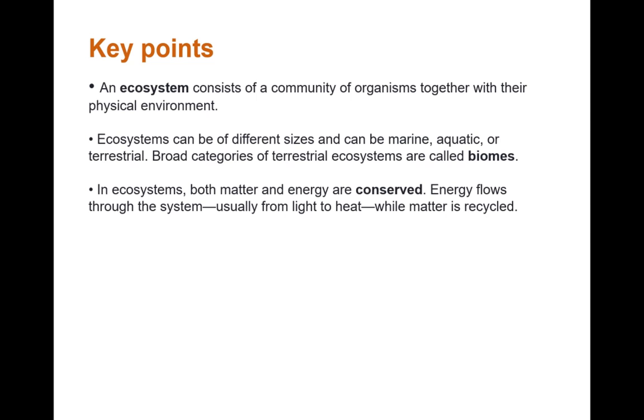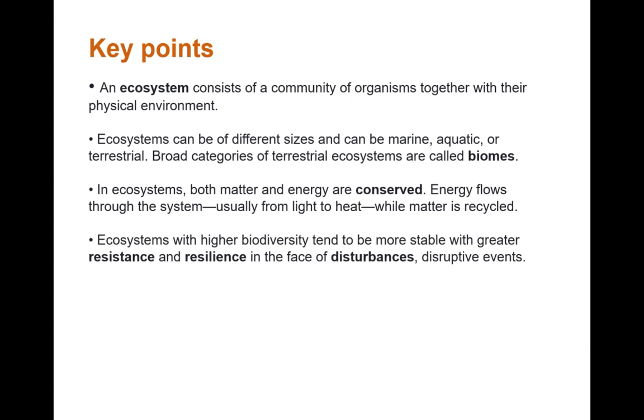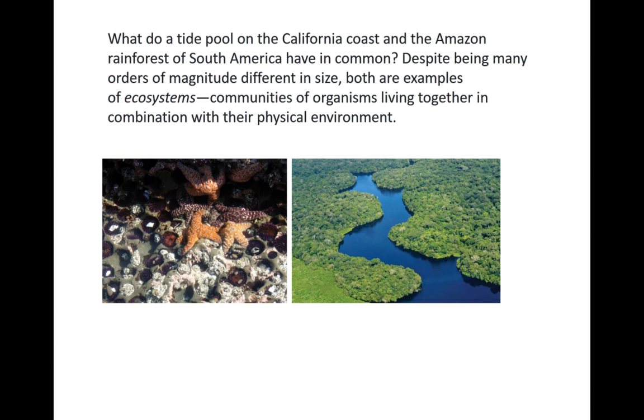In ecosystems, both matter and energy are conserved. That means they're neither generated nor destroyed. Energy flows through the system, usually from light to heat, while matter is recycled. And ecosystems with higher diversity tend to be more stable, with greater resistance and resilience in the face of disturbances and disruptive events. So we're going to talk about each one of these four areas in more detail. Let's first start out with the ecosystem.